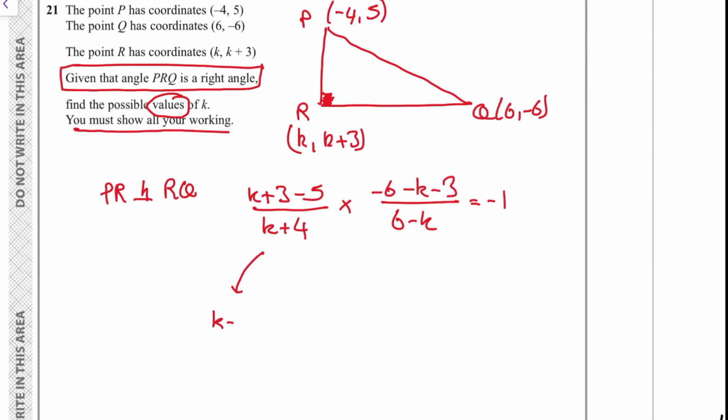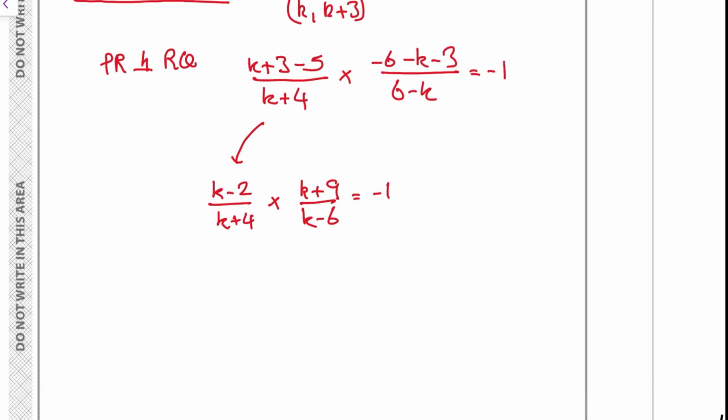All right, so this one simplifies down to K minus 2 over K minus 4, multiplied by, well, I've got minus 6 minus K minus 3. If I multiply that by minus 1, I get K plus 9, which means I need to multiply the bottom one by minus 1 as well, which means I get K minus 6. In other words, I multiply top and bottom by minus 1, that's okay. And that equals minus 1. Okay, now you can probably miss out a few steps here, but it does say show all your working, so you've got to be a bit careful. So I'm going to do the step in between: K minus 2 times K plus 9 equals minus K minus 4 times K minus 6.